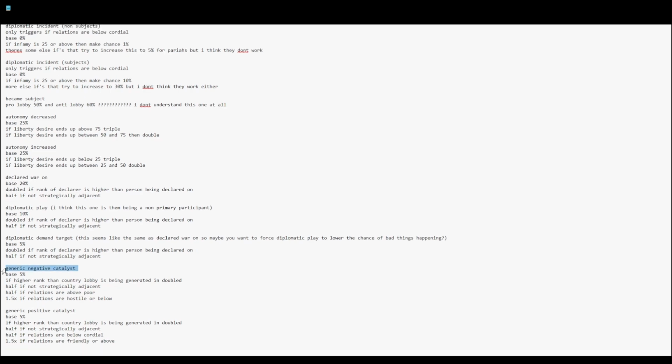Then we got the generic negative catalyst with a base of 5%. If higher rank than country lobby is being generated in, doubled. Half if not strategically adjacent. Half if relations are poor. 1.5 times above poor. 1.5 times if relations are hostile or below.